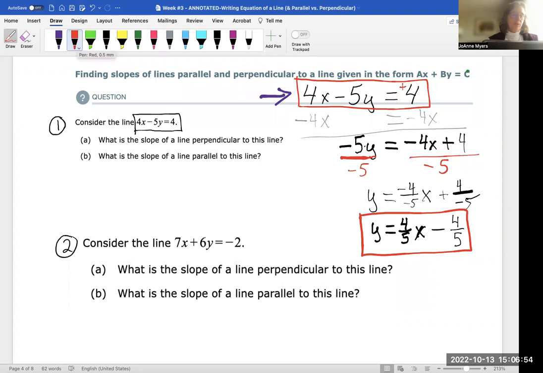So what is the slope perpendicular to this? Well, this slope is 4/5.